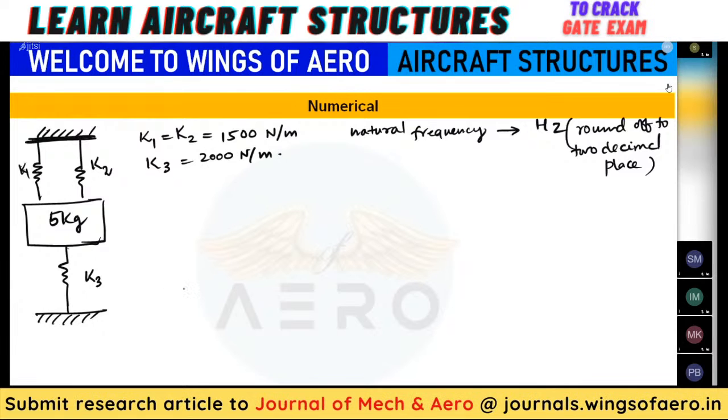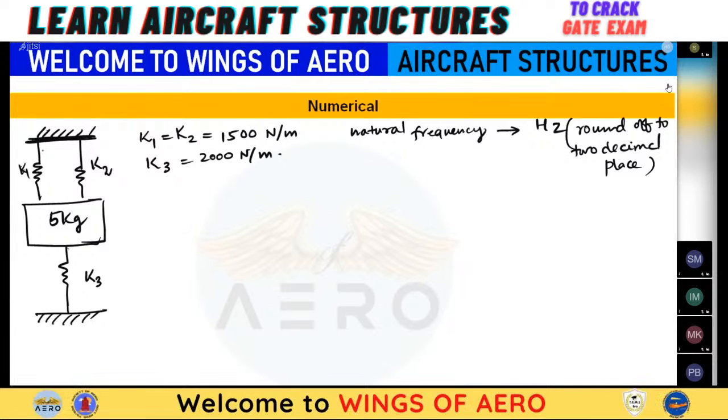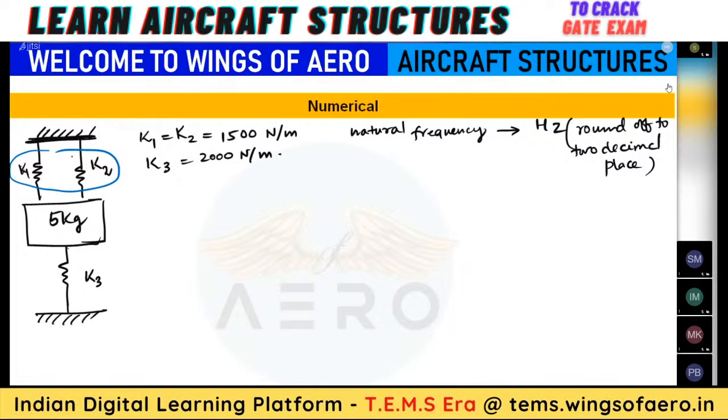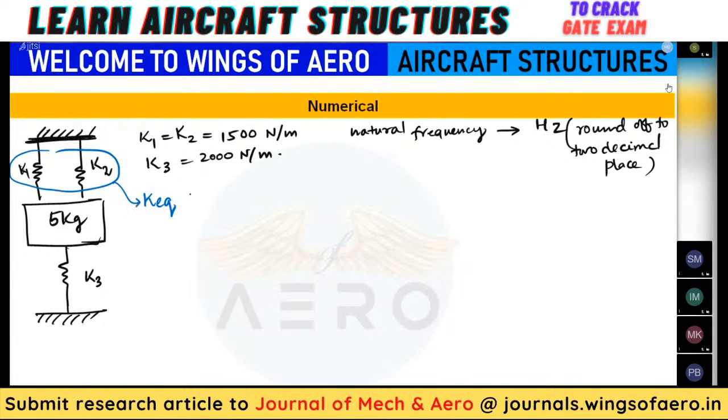This is a question. Now, first of all, you have to simplify things. How are K1 and K2 connected? Isn't it parallel? Can I say this is parallel? Parallel. Right? So this K equilibrium, I can say, is K1 plus K2.